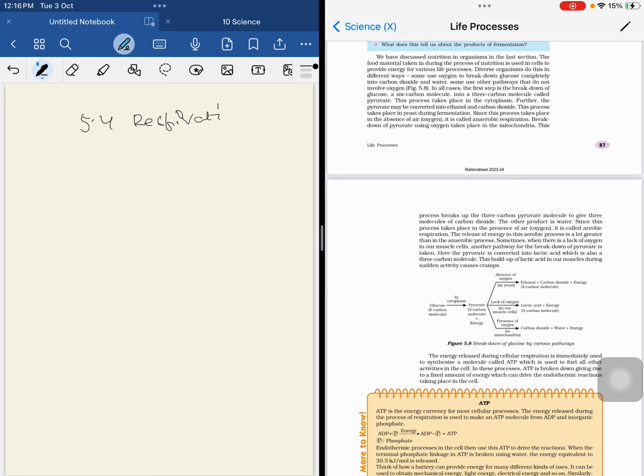Good morning, friends. We have completed the first three topics of life processes. Now we have come to the new topic, 5.4, that is respiration. The remaining topics are 5.5, transportation, and 5.6, excretion. Today we will start with respiration.